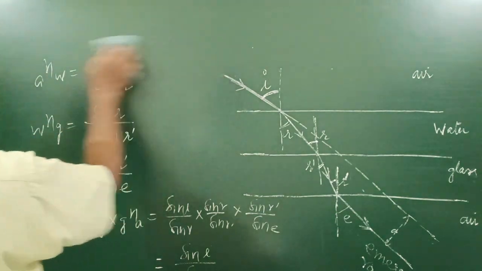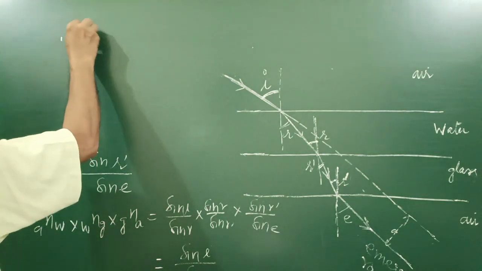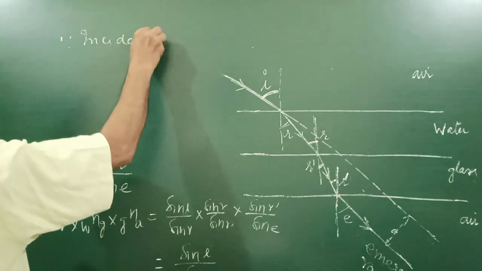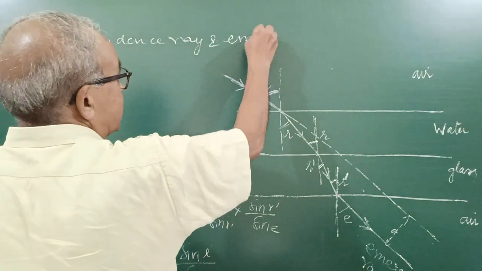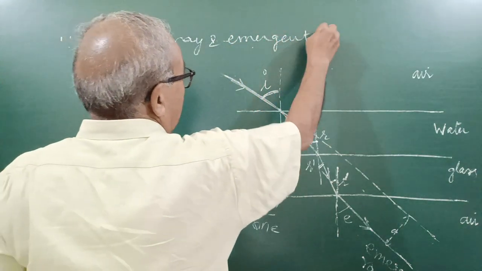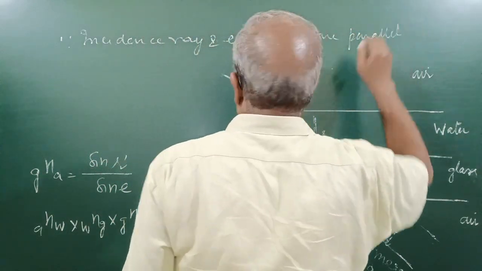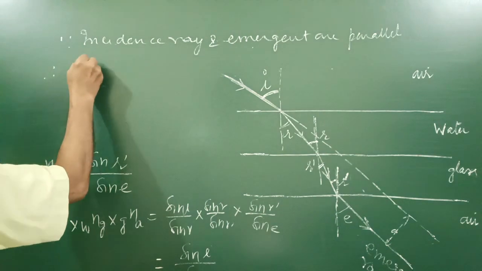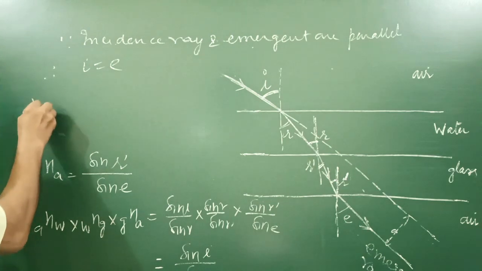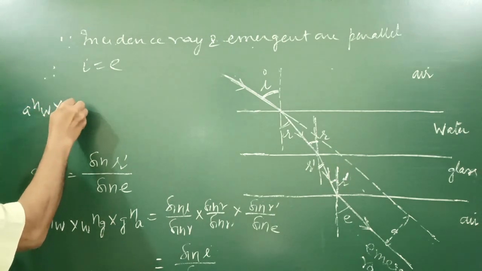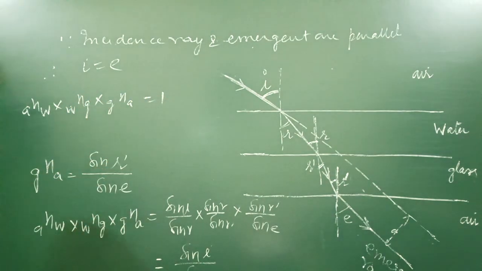As I told you, the incident ray and the emergent ray are parallel. Since the incident ray and the emergent ray are parallel, i is equal to e. If we put them equal, then we get aμw into wμg into gμa is equal to 1.